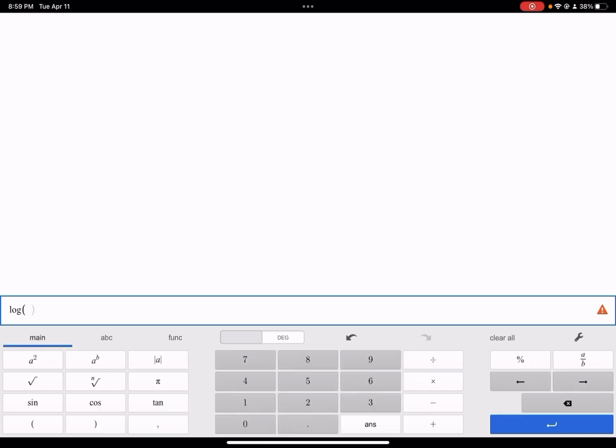And so we were just talking about the value of 3. And you can see that that gave me a value of 0.477. So I'm going to take that value of 0.477 and I can just move on into my next calculation.